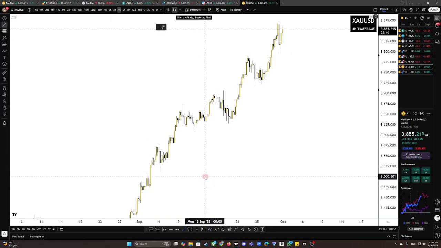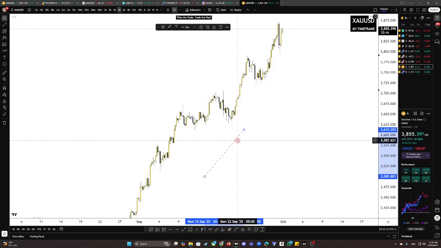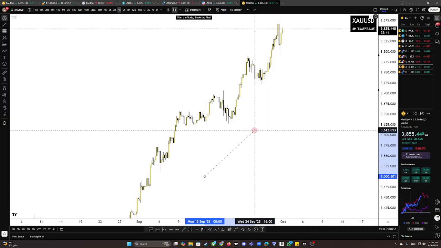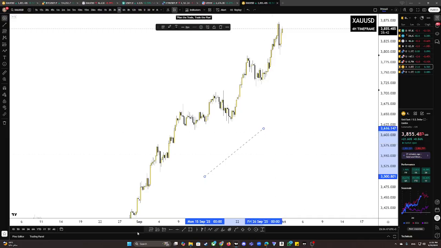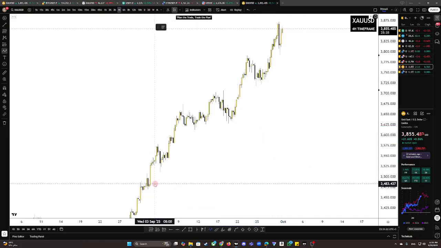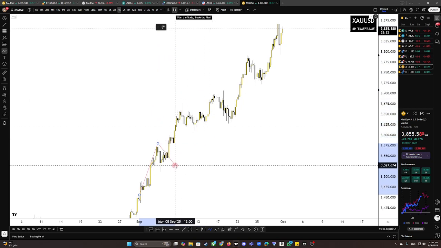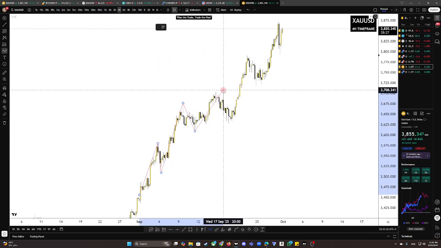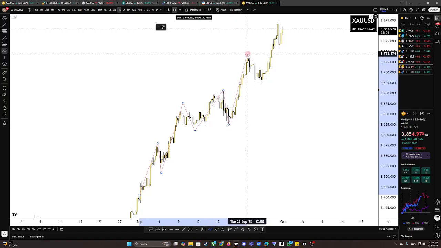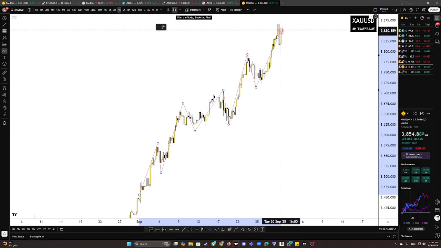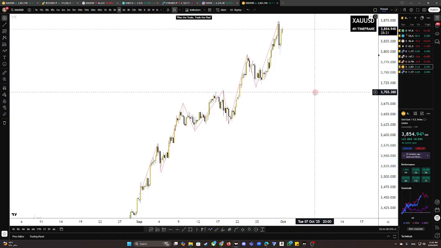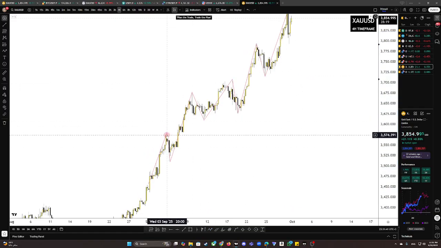Do not draw with the trend line, because as soon as you click double, you have to pick another one, and it's way longer. So if you pick the path tool, as soon as you click once, you can continue with drawing the trend, and it will not stop until you right click. And here we have the market structure for gold.